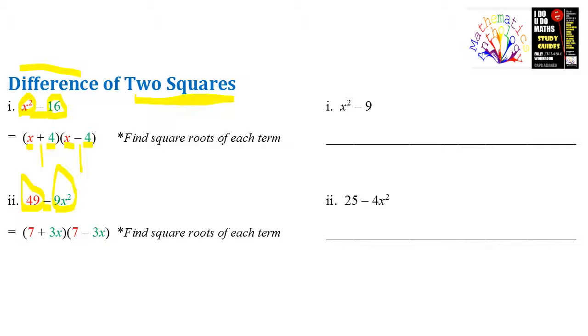So again, open up two brackets. The square root of 49 is 7, so 7 in the first, 7 in the second. The square root of 9 is 3, so 3 in the first, 3 in the second. The square root of x squared is x, so x in the first, x in the second. And between these two terms, you need to have a plus and a minus to give us the minus on the top. So 49 minus 9x squared will factorize to become 7 plus 3x times 7 minus 3x.